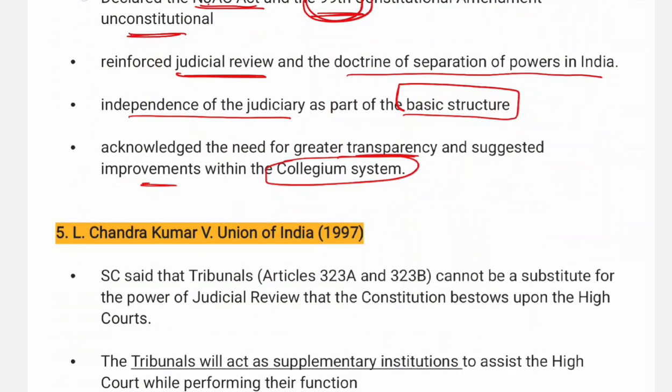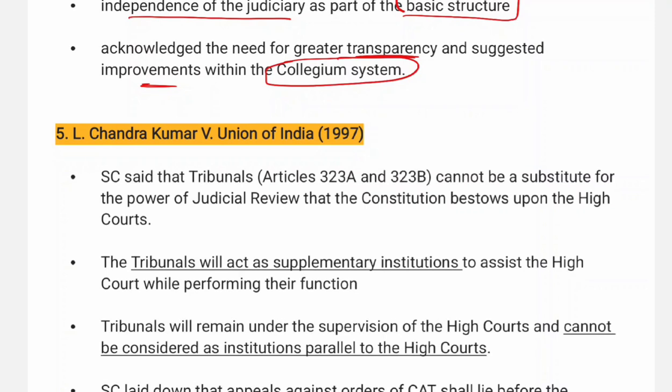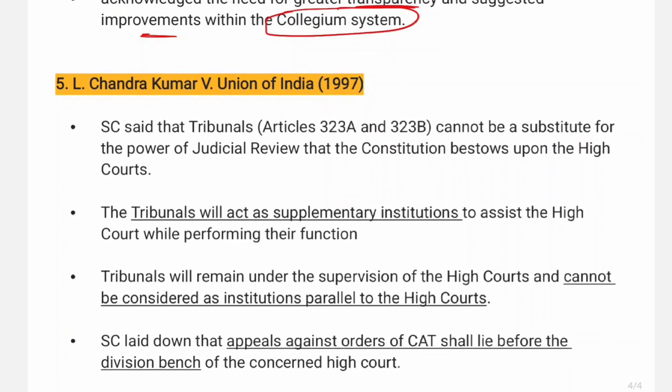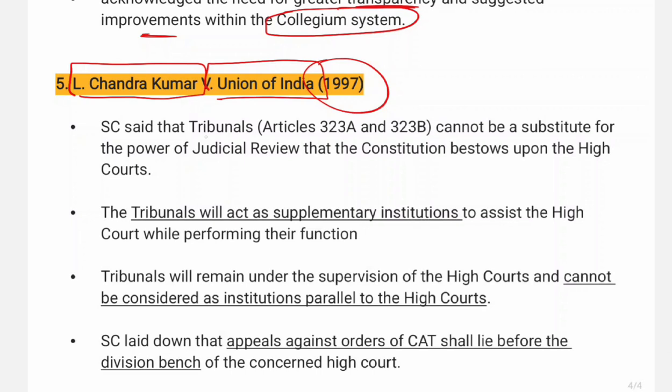Along with that, one important case related to the independence of the judiciary or the separation of power is the L. Chandra Kumar versus Union of India case of 1997. In this case, the Supreme Court has said that tribunals should not be the replacement of high courts. They should be supplementary institutions of the high court and should work under the supervision of the high court. They cannot be considered as parallel institutions of the high court.